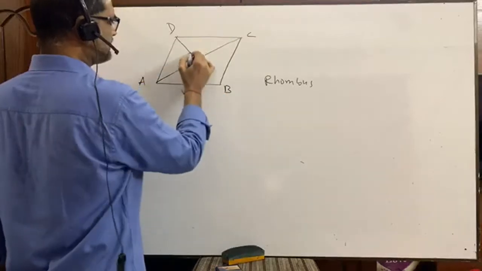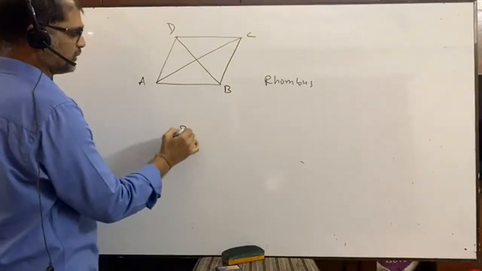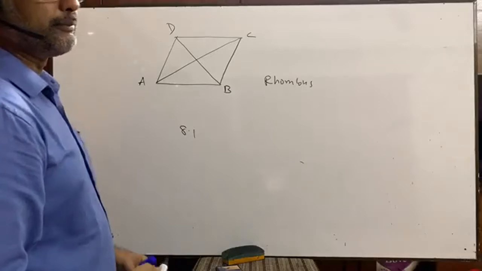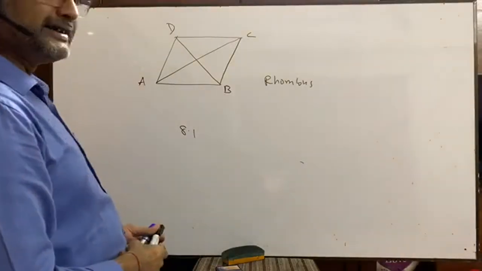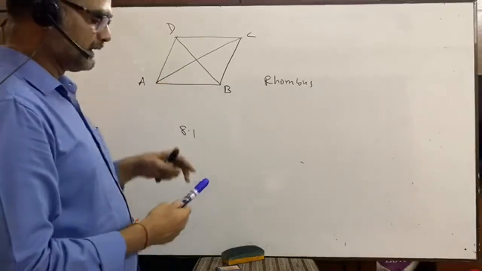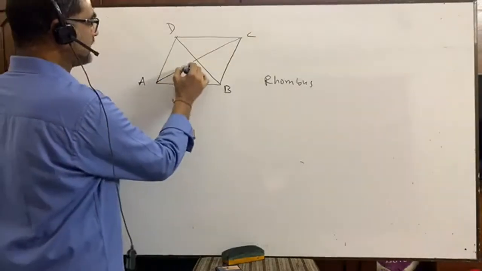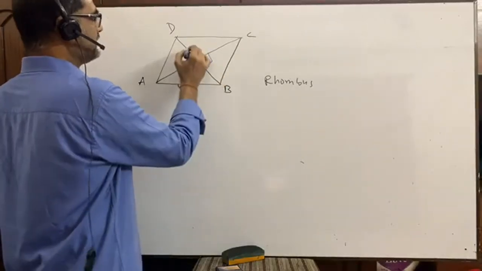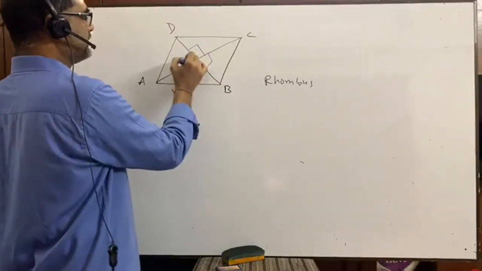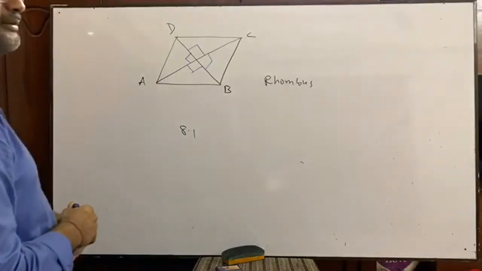Okay, what is the formula in your exercise 8.1, the theorem number 5? What is the formula? That the diagonals of a rhombus bisect each other at right angles. That means it is a right angle. The most important theorem to be given in the examination.